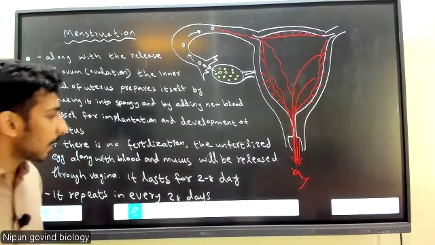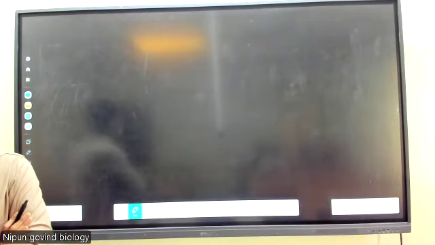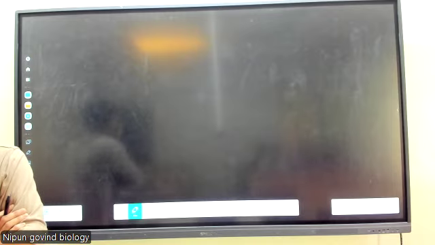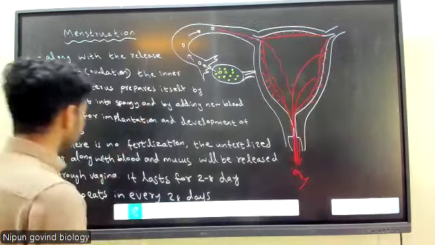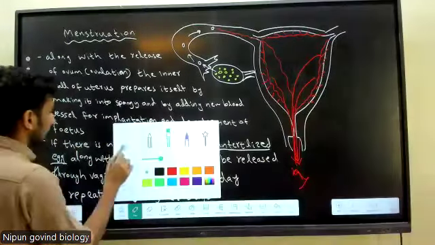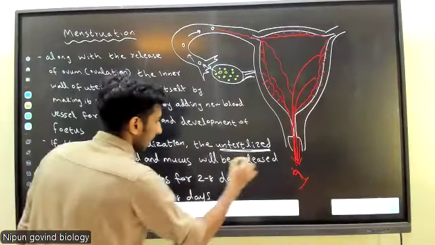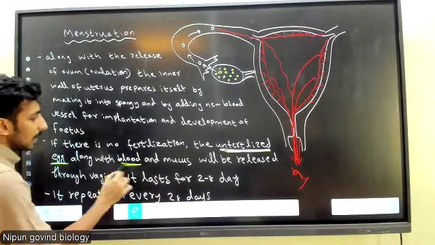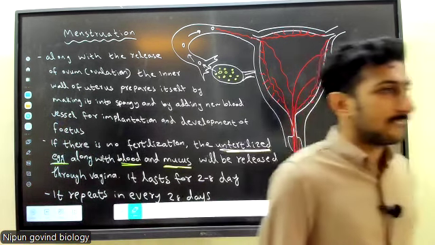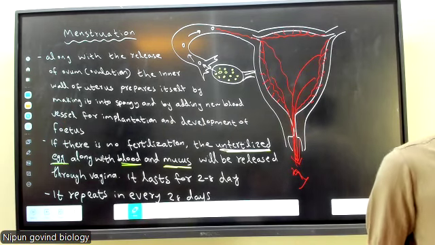Okay guys, what is menstruation? Menstruation is the release of unfertilized egg along with blood and mucus through the vagina. Mucus എന്ന് പറഞ്ഞാൽ സ്ലൈമി ആയിട്ടൊരു സബ്സ്റ്റൻസ്.